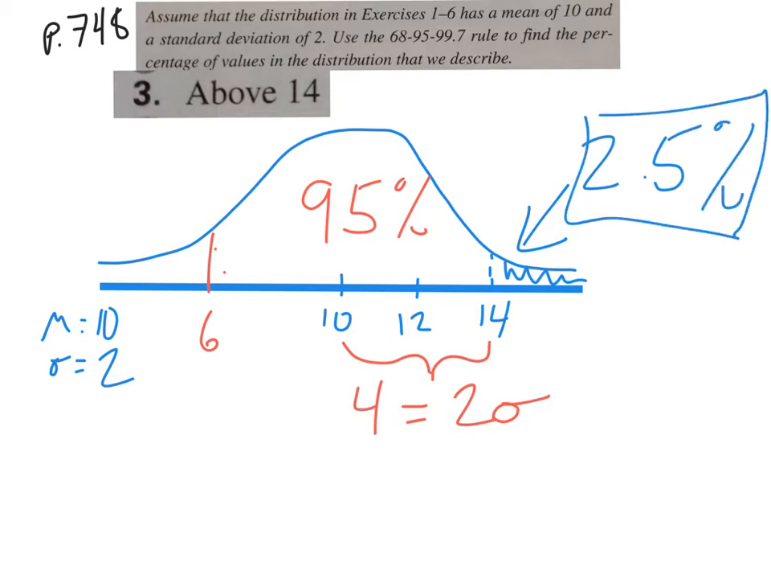And there you go. Even though that 14, that value above it, doesn't directly have anything to do with the rule, we still start with the rule and we say, okay, we're 2 above, so we're going to focus on the 95 rule. 2 above and 2 below we know would be 95%, so that leaves just 2.5% on each tail. And so over here, this is one of those tails, that's going to be 2.5%. So that is the answer to part 3.